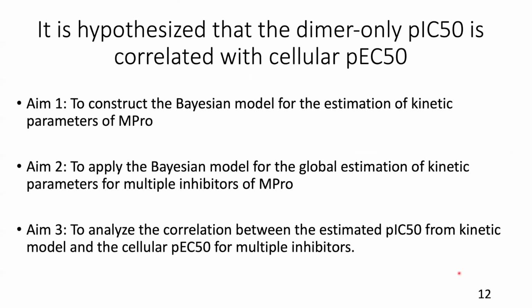So in order to evaluate this hypothesis, first we had to develop a way to fit to data and to estimate parameters. Then we had to apply this to multiple inhibitors. Then we looked at the estimated pIC50 from the model and the cellular pEC50 of the series of inhibitors. And this will all be discussed quickly.